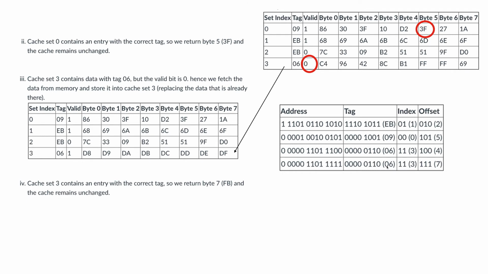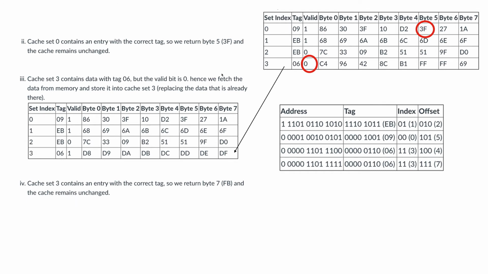And then the last memory address is still set index 3 and tag 06. Okay, confirmed, we got 06, and right now it's valid because the previous time we fetched the new data and it's valid. And the offset is 7, so we need this data, so it's DF, and the cache remains unchanged.